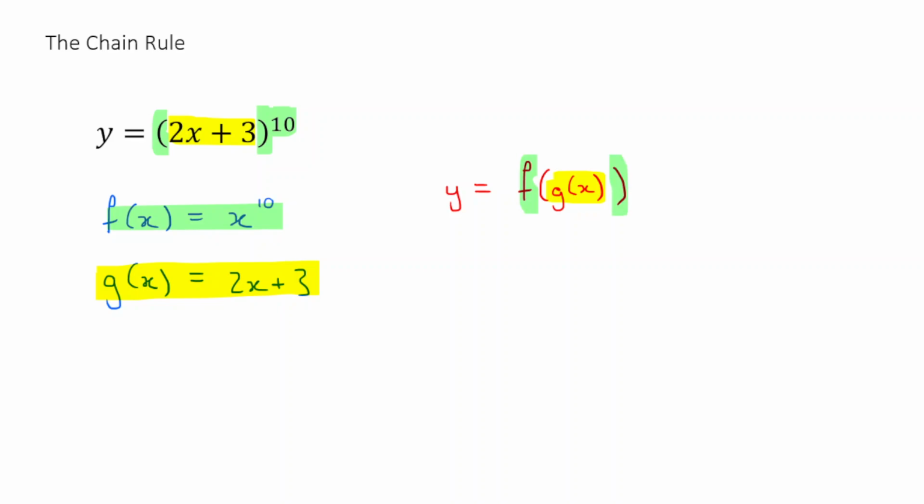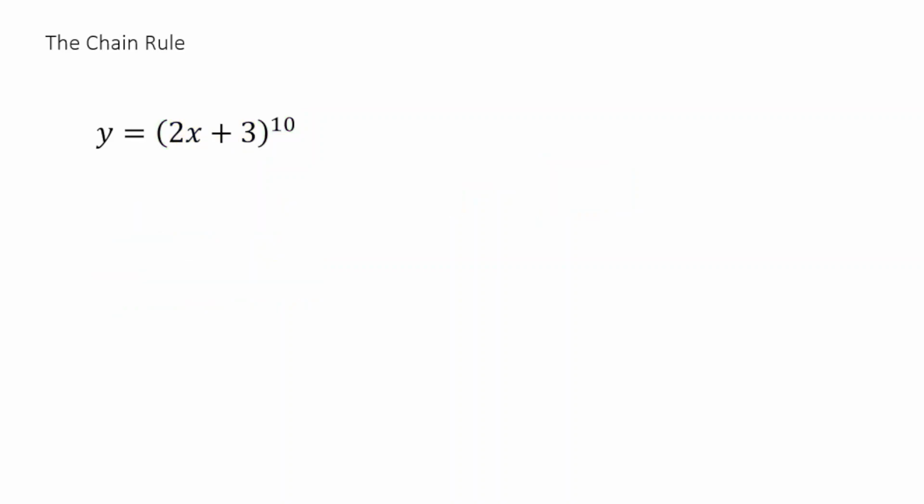And that's at the heart of the chain rule. What we are doing is differentiating a function of another function. And I'll repeat that again. For the chain rule, we are differentiating a function of another function, where we've got one function inside another. Now, how can we go about differentiating this?